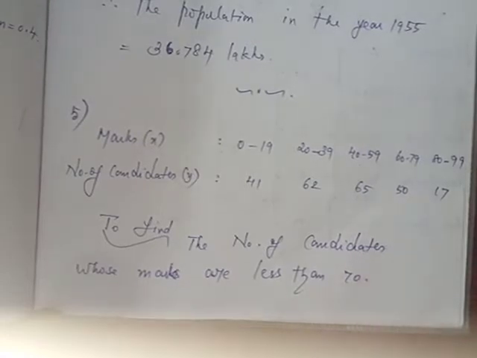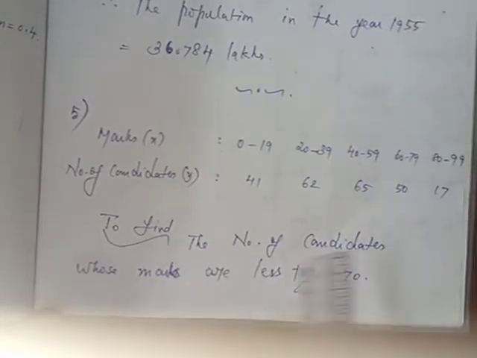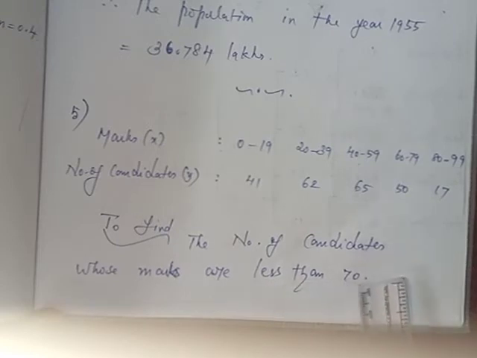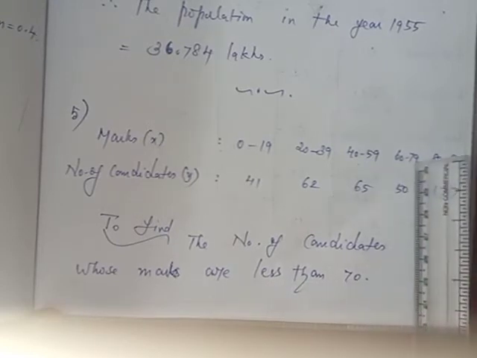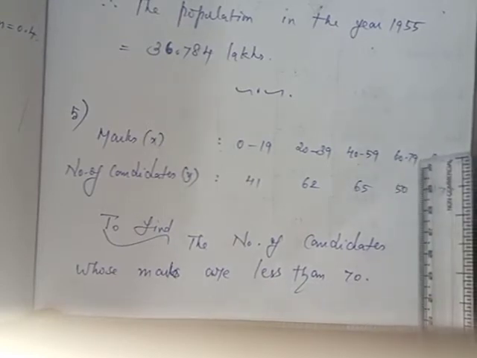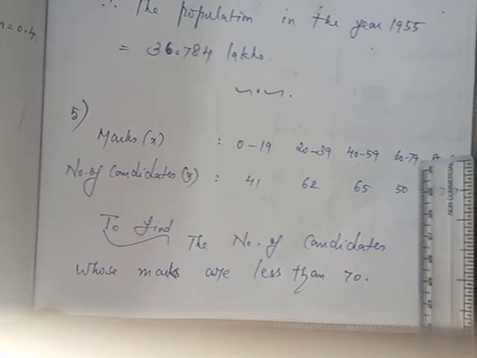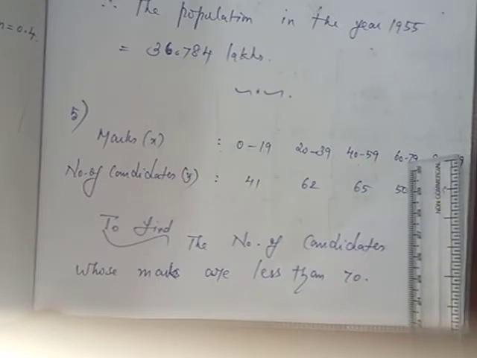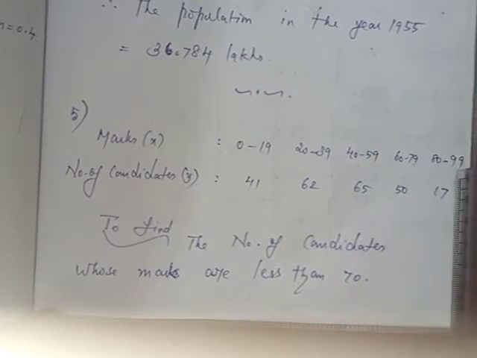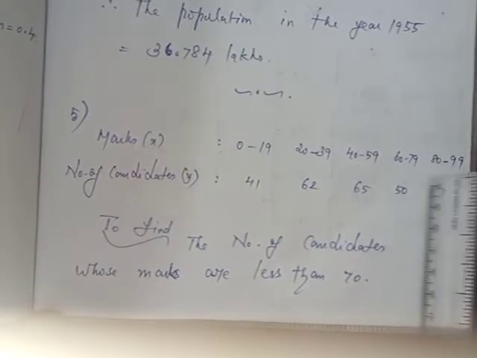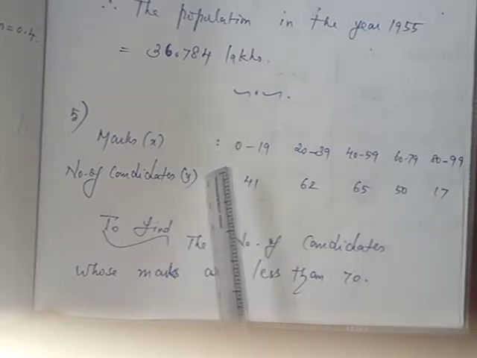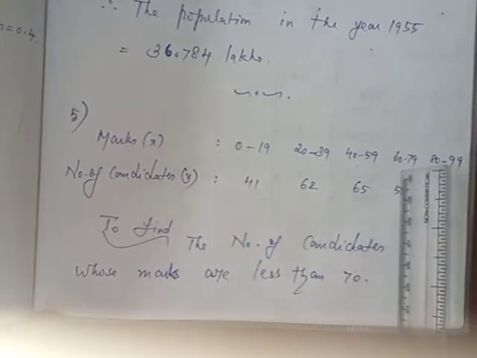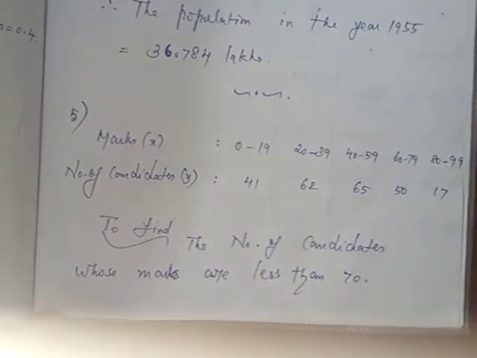So here is the question. You have to find the number of candidates whose marks are less than 70. 70 lies between 60 and 79. This 70 lies very near the end of the table, not the beginning of the table, but the end of the table. So we have to make use of Newton's backward interpolation formula.